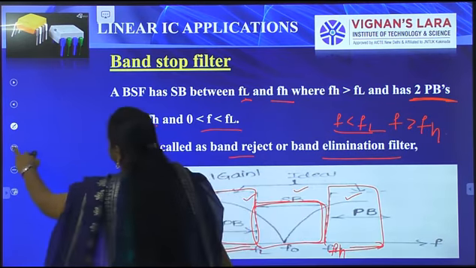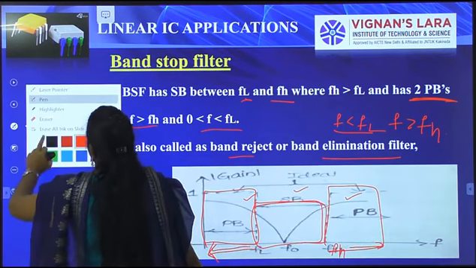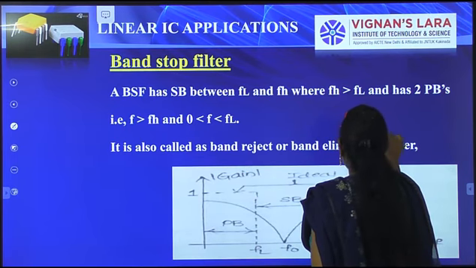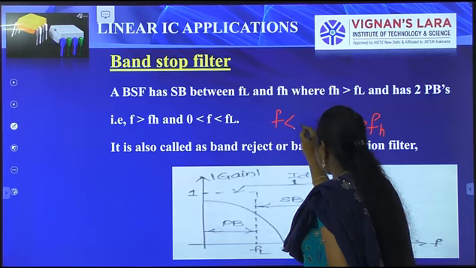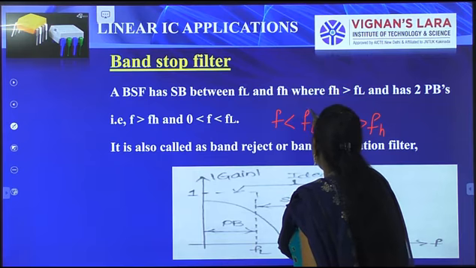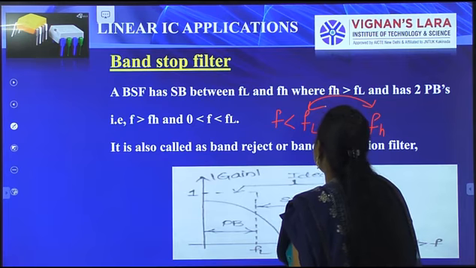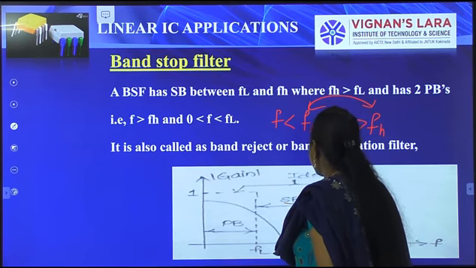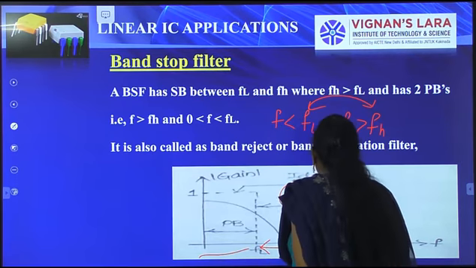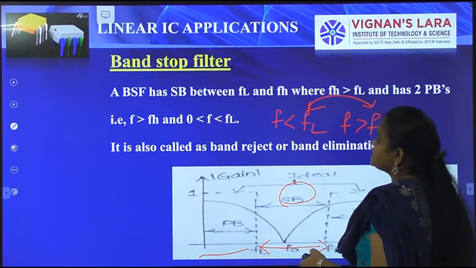Simply see here. When F is greater than FH, it will allow. When F is less than FL, it will allow. And in between FH and FL, it will reject. It is called a band reject or band elimination filter. This is the stop band, that means in between FL and FH, it will reject. Less than FL and greater than FH, it will pass the bands, pass the frequencies. This is also called a notch filter.